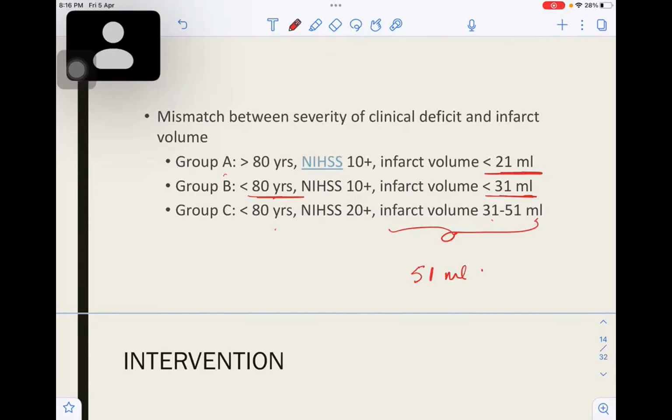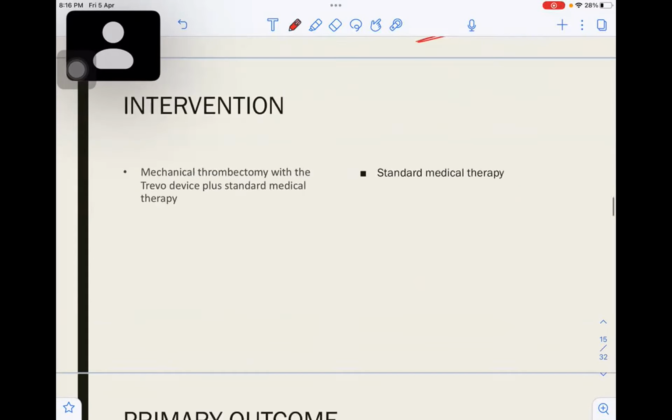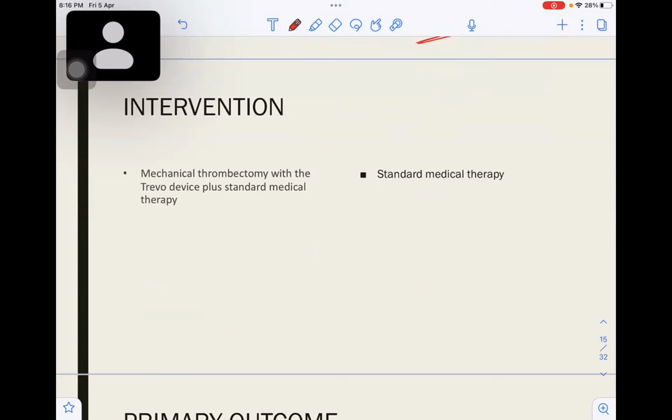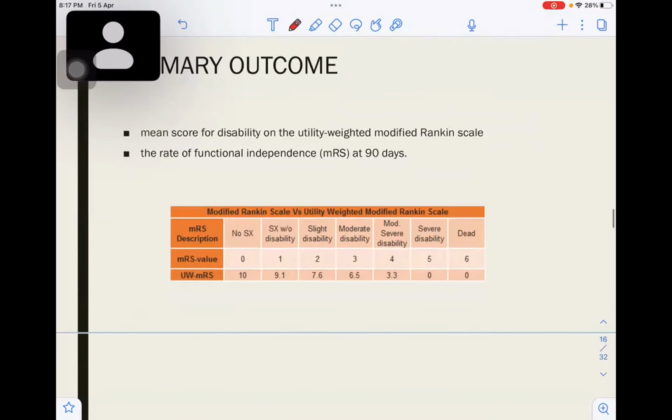Initially, when they were conducting this study, they planned to do a lot of subgroup analysis. So even while randomizing, they did a stratified randomization because they planned a lot of subgroup analysis. However, they stopped this study very early because they were having a lot of good results and they wanted to publish it. So the maximum infarct volume they had was 51 ml. In the intervention, they used mechanical thrombectomy with standard medical therapy, and the control group only had standard medical therapy.